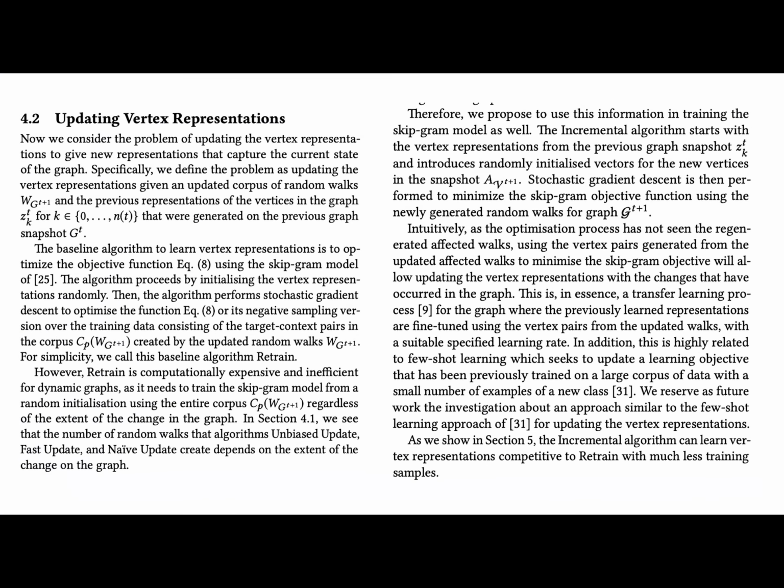So we propose to use this information in training the skip-gram model. The incremental algorithm starts with the vertex representation from previous graph snapshots and introduces randomly initialized vectors for the new vertices.